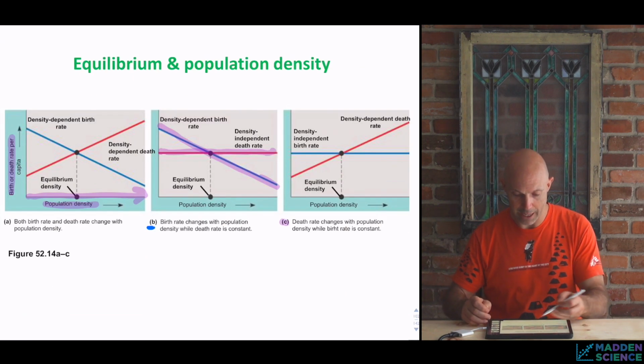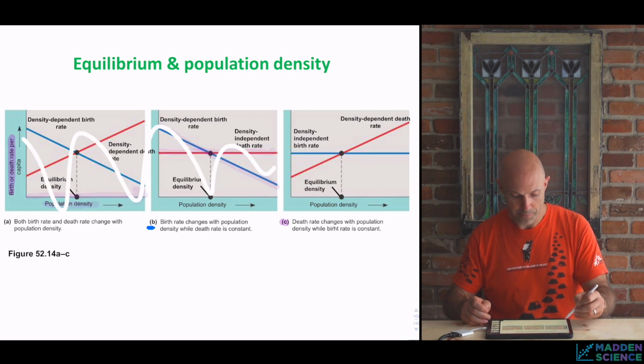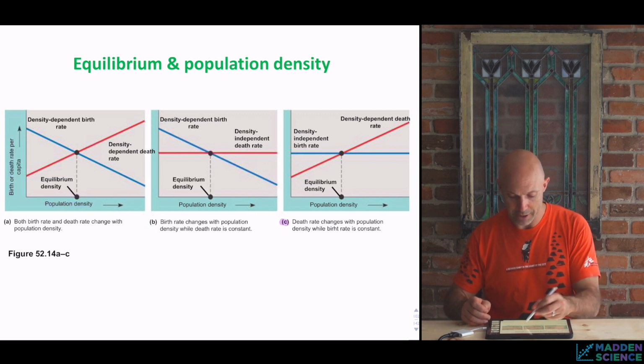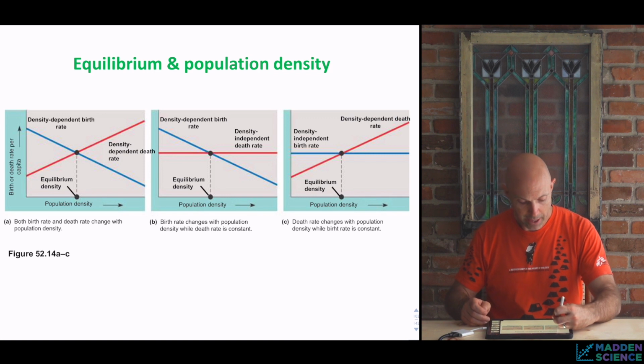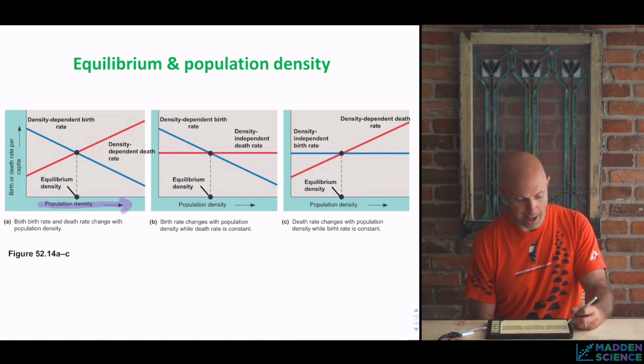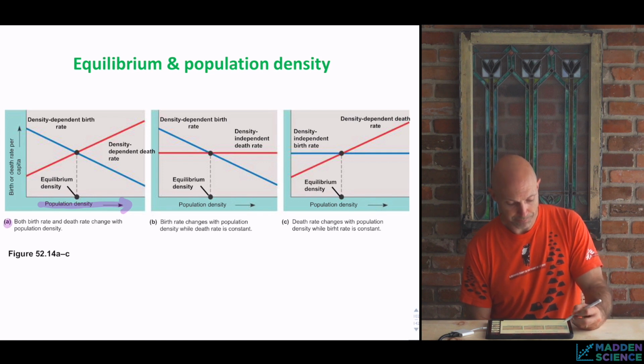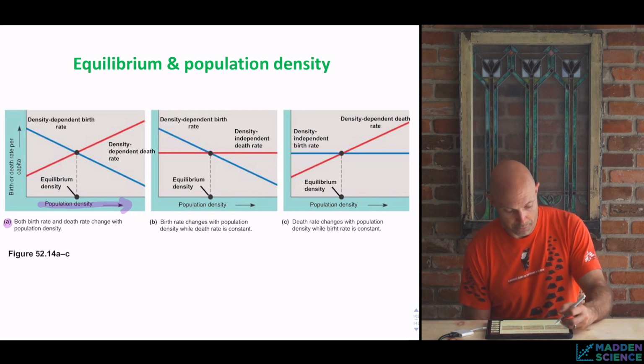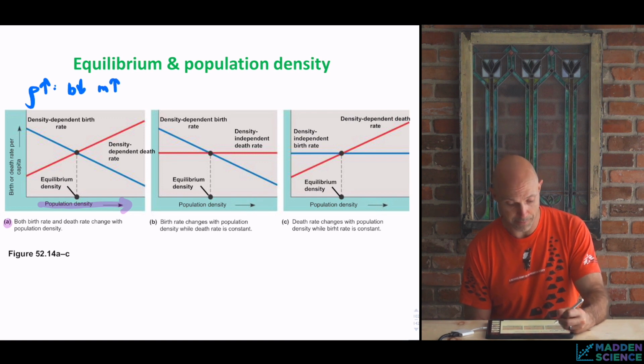All right, now if we look in on this, you can see population density increasing as we go from left to right. And in part A, both of these change with population density. So in the blue, you've got birth rate. In part 1, as population goes up, birth rate goes down, and mortality rate goes up.